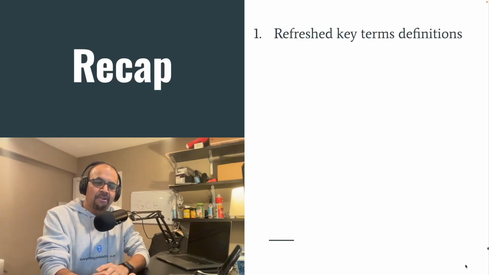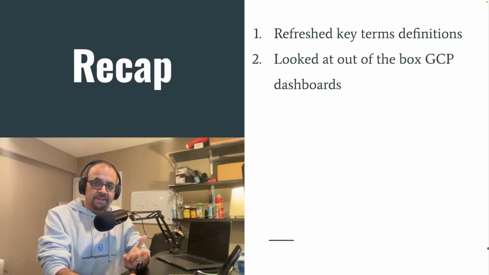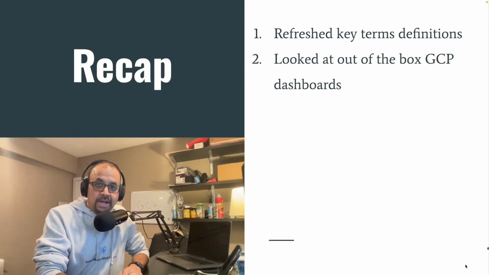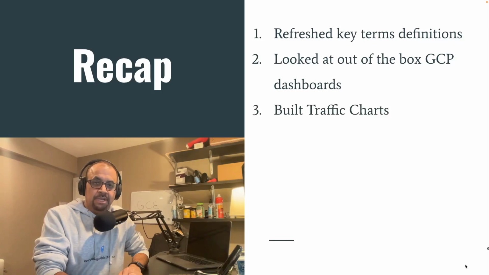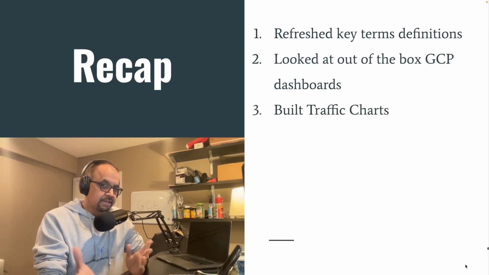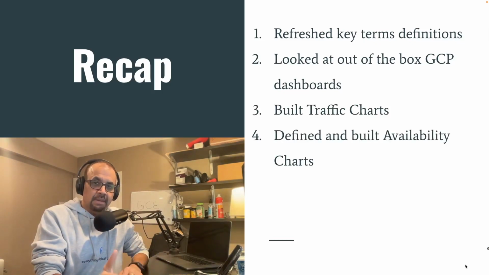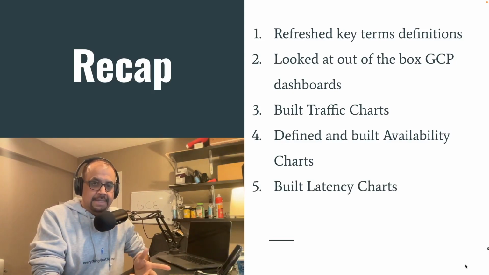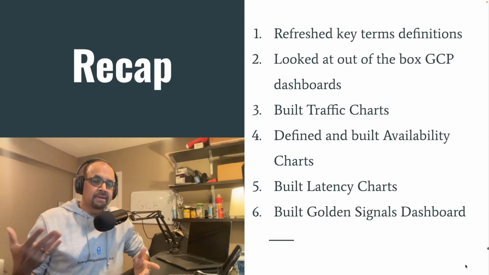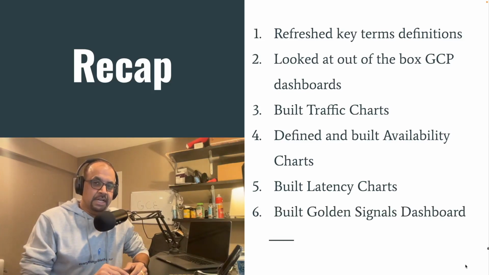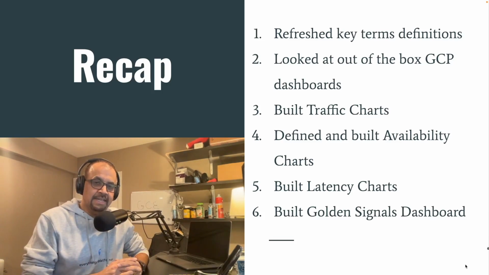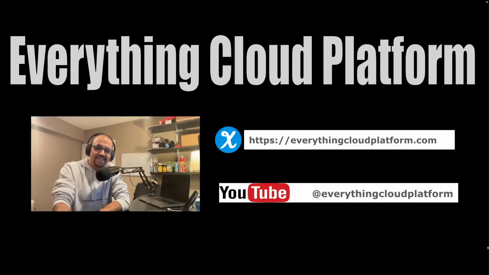Here is a recap of what we did today. We refreshed the key terms and definitions from the Medium blog. We looked at out-of-the-box GCP dashboards. We built the traffic charts. We defined and built availability charts. We built the latency charts. And finally, we built the golden signals dashboard with all the charts laid out nicely on the dashboard.